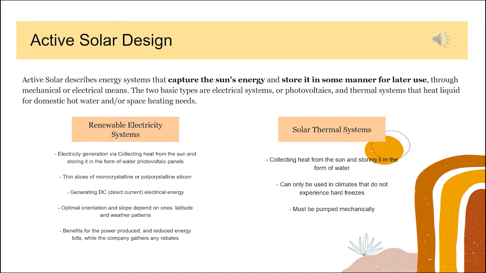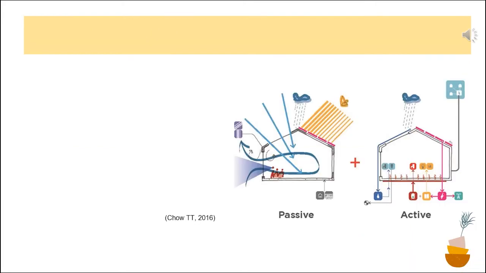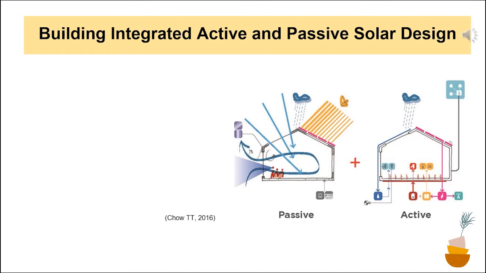This kind of system is usually used in a region that does not experience hard freeze temperatures, and it must be pumped mechanically from the tank to the solar collector on the roof. Now, moving on to building integrated active and passive solar design.